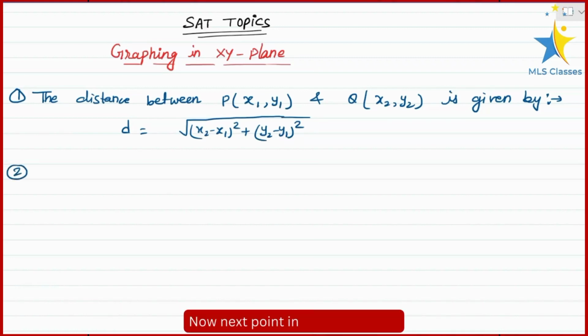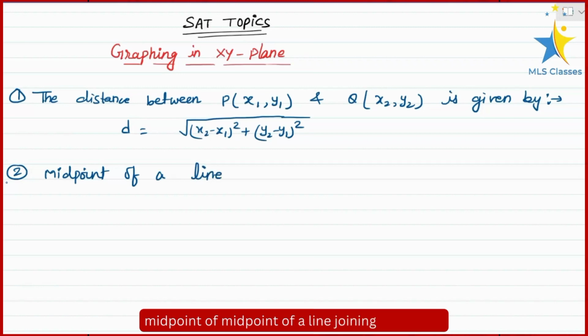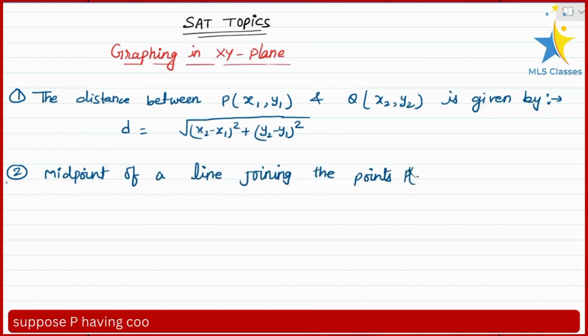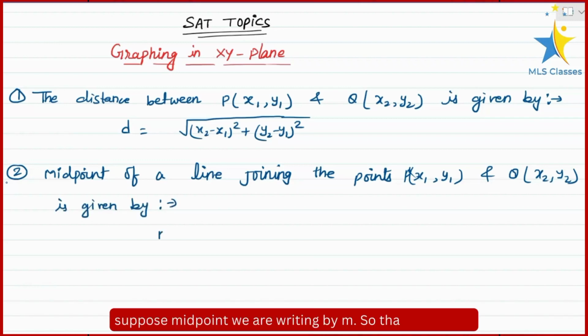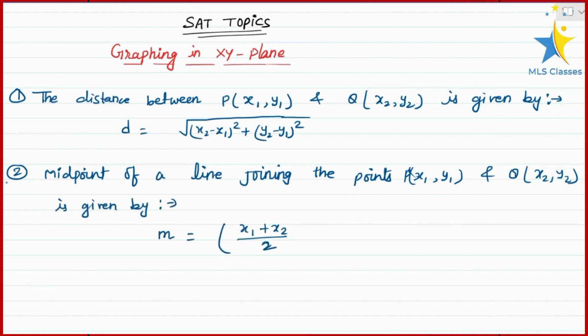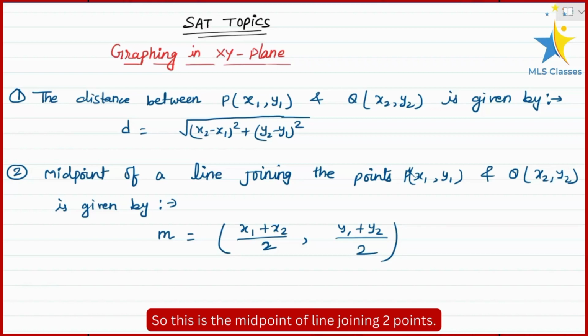Now the next point is the midpoint. The midpoint of a line joining the points P having coordinates x1, y1 and Q having coordinates x2, y2 is given by, writing the midpoint as M, M equal to ((x1 plus x2) over 2, (y1 plus y2) over 2). So this is the midpoint of the line joining 2 points.